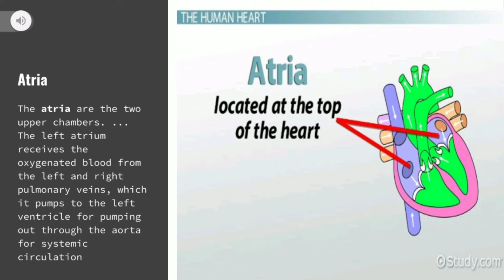The atria are the two upper chambers of the heart, as shown in the picture. The left atrium receives the oxygenated blood from the left and right pulmonary veins, which it pumps to the left ventricle for pumping out through the aorta for systemic circulation.